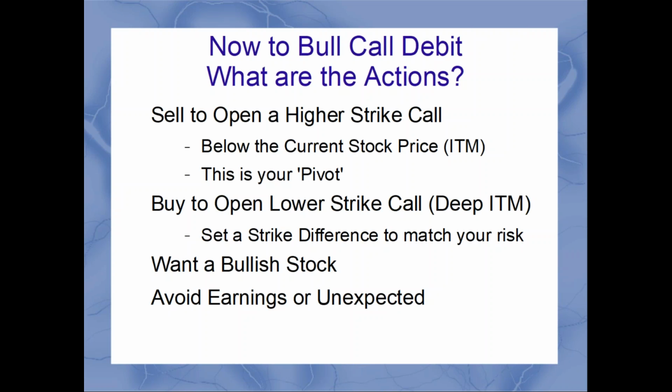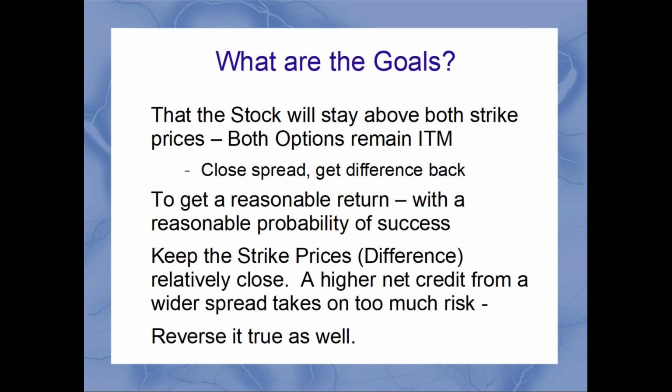How much debit do you want to pay? Well, it's the same as setting the strike price difference. How much margin do you want to pay for your bear call credit based on the return you're receiving versus the bull call debit as well. Same situation. I want a bullish stock. I want to avoid earnings or the unexpected event. What are the goals? The exact same as the bull put credit. That the stock's going to stay above both strike prices and both call options in my debit spread remain in the money. I'm going to close the spread and I'm going to get the difference back.